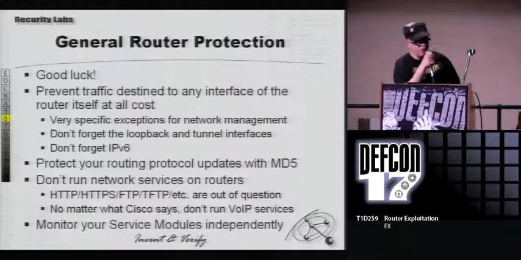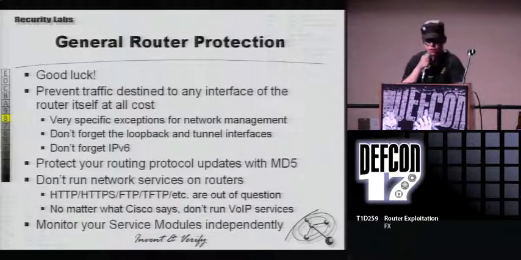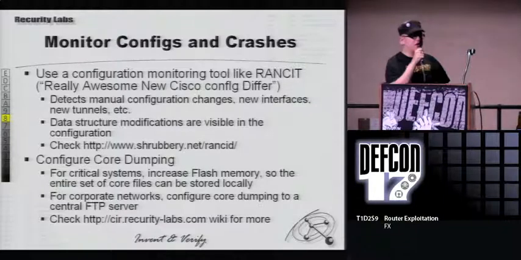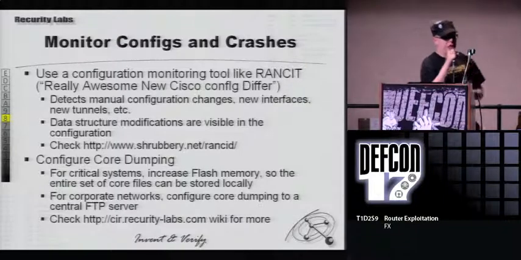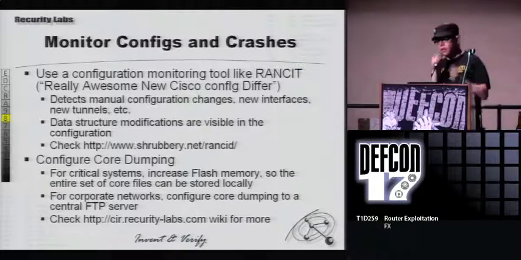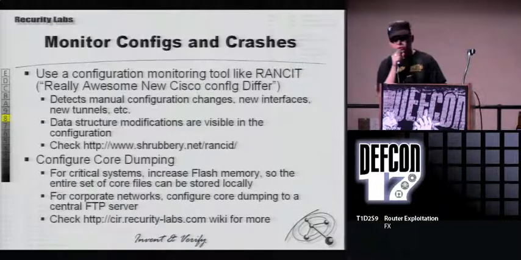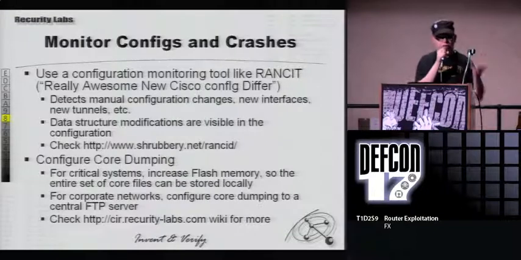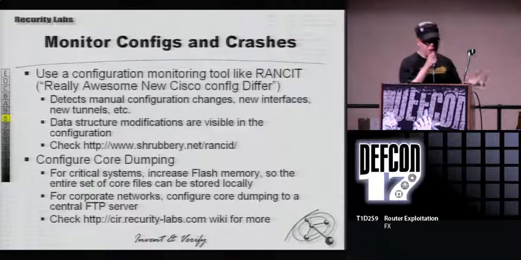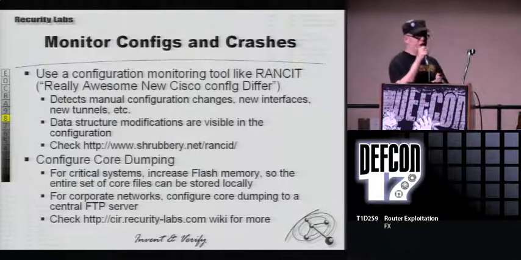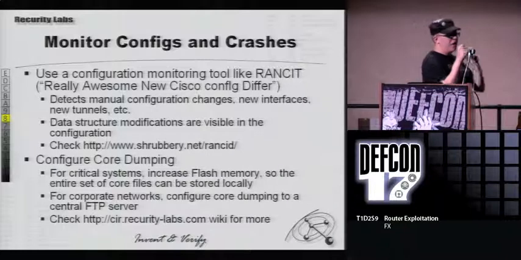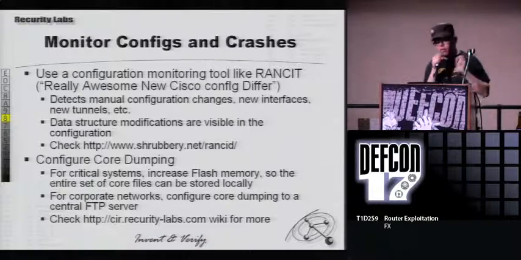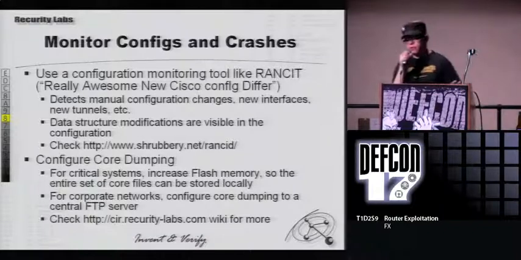Okay, and monitor your service modules. They're special. Configuration checking is the easiest way to catch most of this, because if someone owns a Cisco machine, at some point the configuration is going to change. There's a tool for that called Rancid, which people running big networks actually use, so it's actually halfway decent. And configure core dumping. Core dumping is the only way you can ever find out if someone owned your router or not. If you didn't configure it beforehand, it didn't happen. You have no evidence whatsoever.